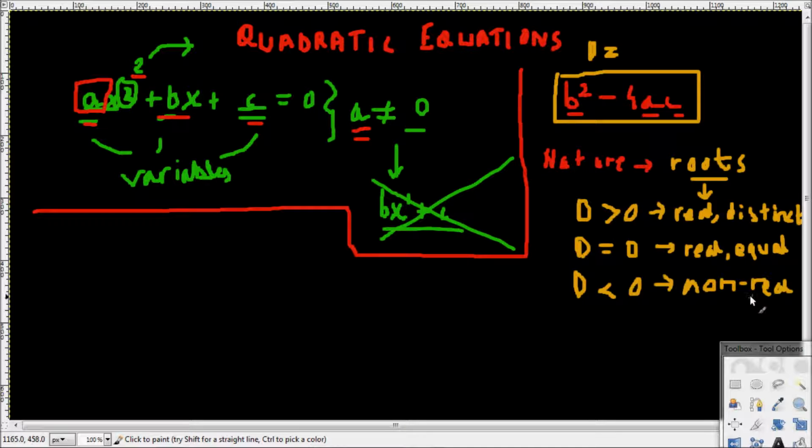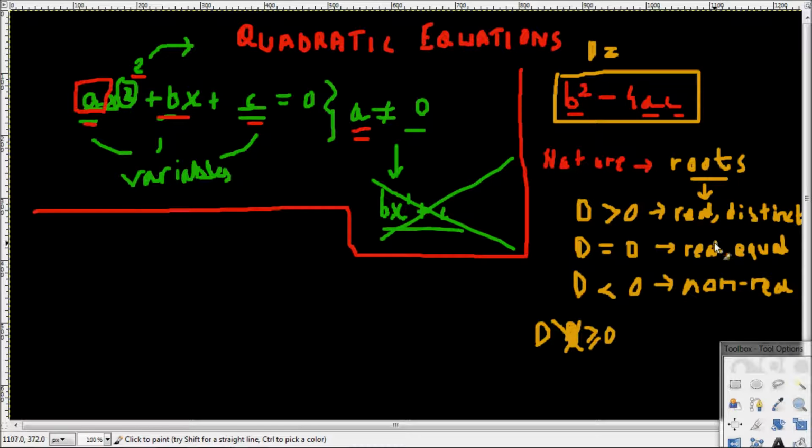Okay. And so from this you can figure out that if you want real roots, D needs to be either more than 0 or equal to 0. Sorry, my D is deformed. Okay, so for real roots it needs to be more than or equal to 0. So this is basically how you find the nature of the roots.